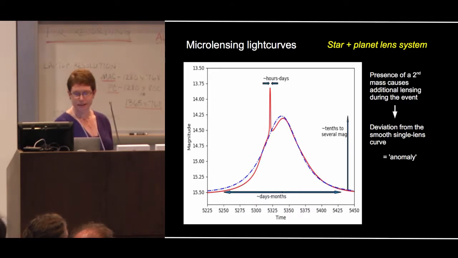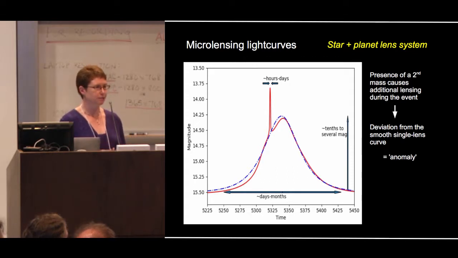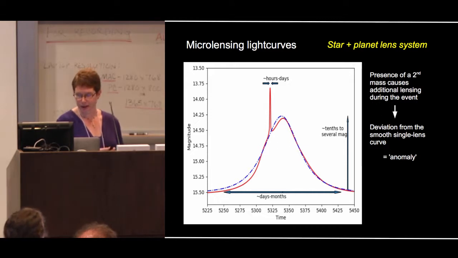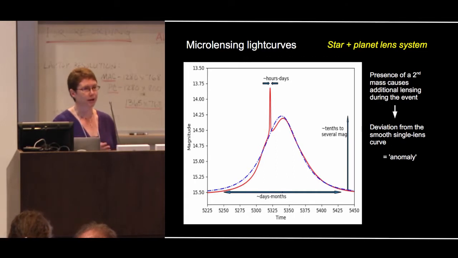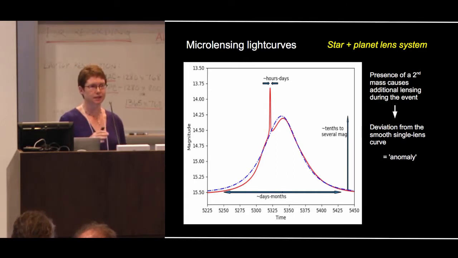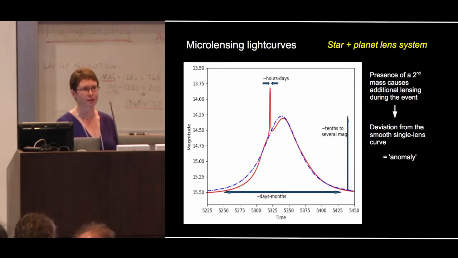If there's a second object in the system, that second object also has mass and can also lens the background source, in which case it causes what we call an anomaly in the light curve. This can be anything from a slight bump to a very sharp caustic crossing feature like shown here. And the timescale for this kind of planetary anomaly tends to be much shorter, hours to days. And it's easily detectable thanks to this very sharp, bright spike. That's because the amplitude of the signal doesn't depend on the mass of the lensing object, but more on the angular separation of that lensing object from the background source.